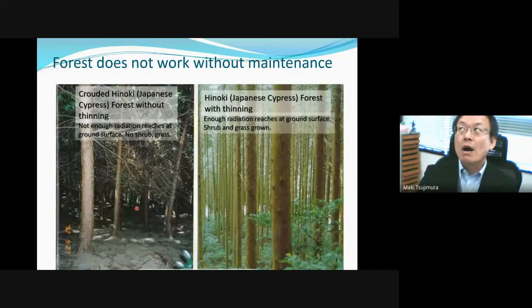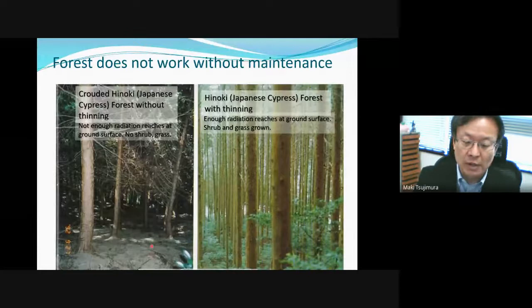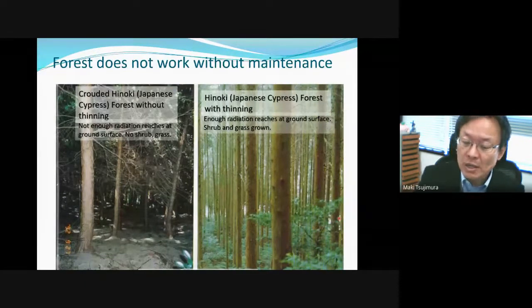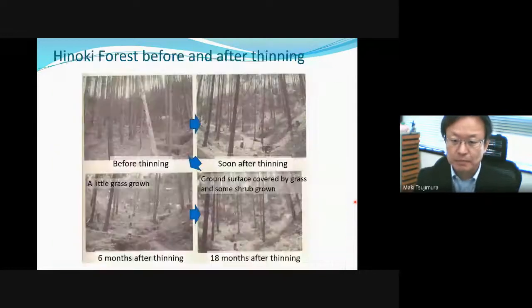So even in apparent forest, this is the apparent forest from outside the forest, it's very, very great forest. However, when you look inside of the forest, if there is not enough maintenance, the forest inside should show a very dark, no shrub, no grass, unhealthy situation, especially on the ground surface. Whereas with enough maintenance, the forest has a lot of shrub and grass. This is a healthy forest inside.